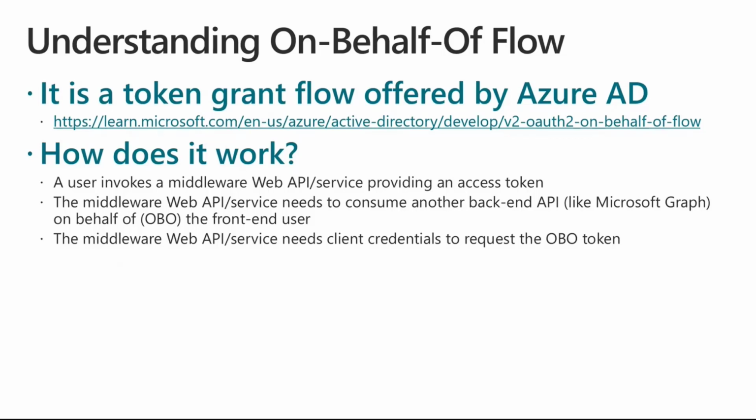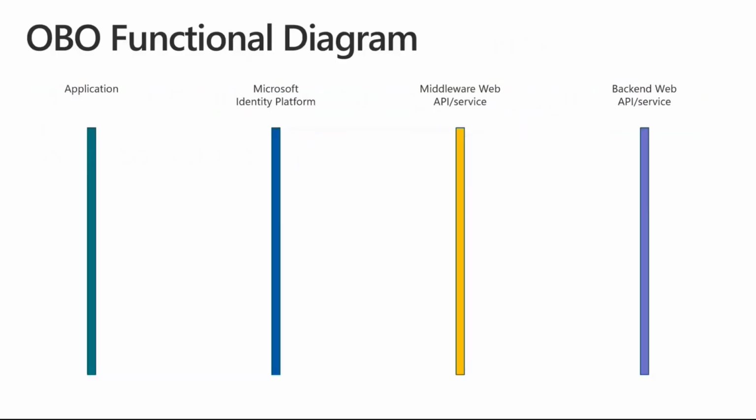And this will make easy and simple, hopefully simple, to have access to a backend infrastructure of services on behalf of the user from a middleware. Just to try to be more clear, I have a diagram which will explain you how the on-behalf flow works from a functional point of view.